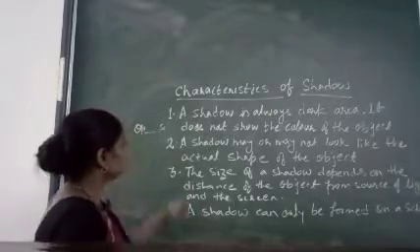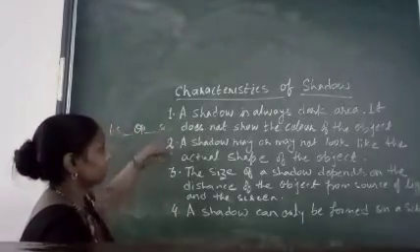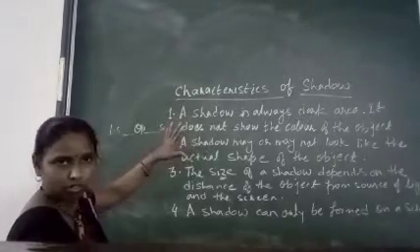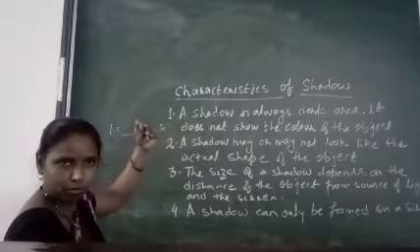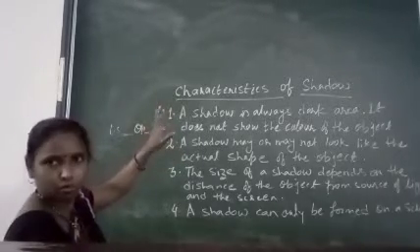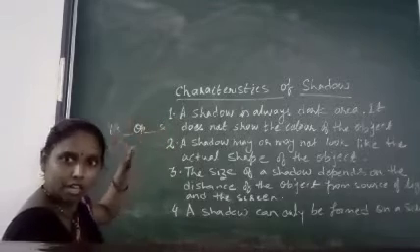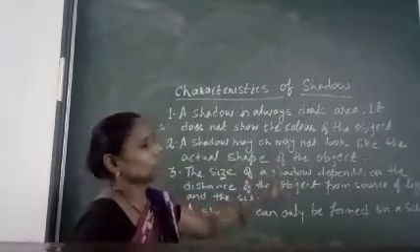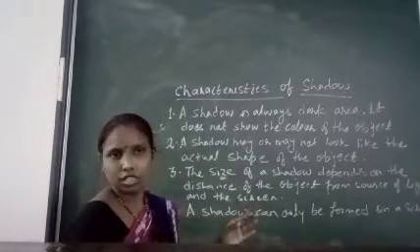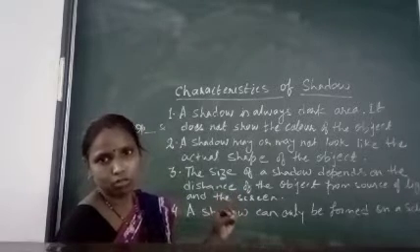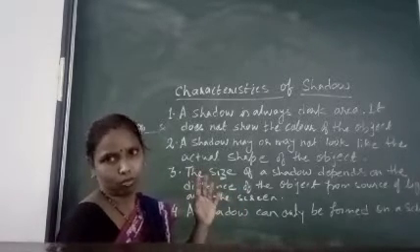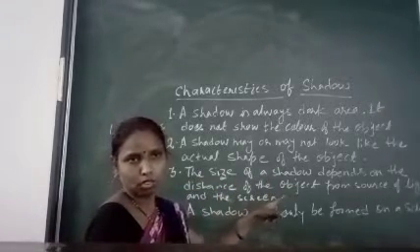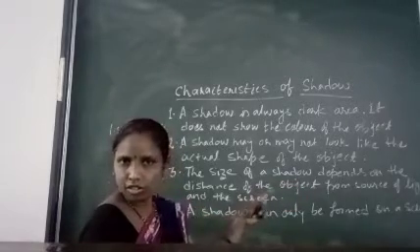Whenever a shadow is created, you will see these 4 characteristics. First, a shadow is always a dark area, a dark patch. It will not depend upon the color of the object. Whatever the color of the object, the shadow will always be a dark patch. Secondly, a shadow may or may not look like the actual shape of the object. The shape and size of the shadow may not be exactly similar to the object whose shadow is formed. Thirdly, the size of the shadow depends upon the distance between the object and the source of light.